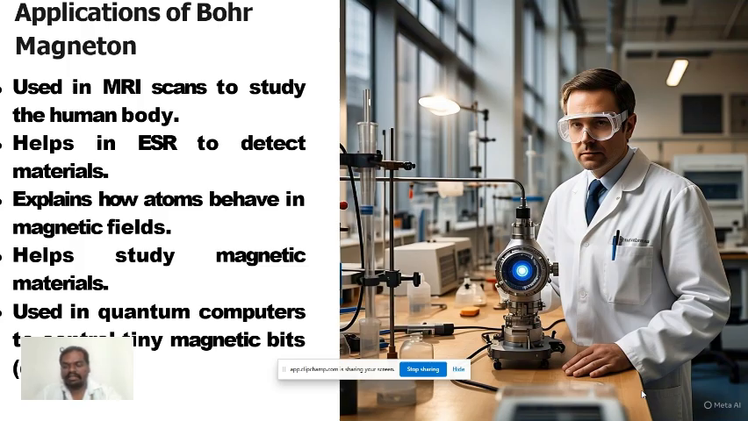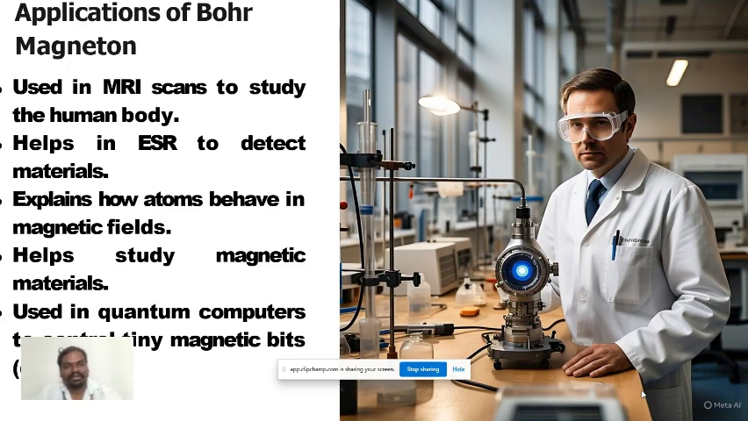Here comes the introduction of the Bohr magneton: μB is equal to eħ divided by 2me. This is where the Bohr magneton comes in. It's a physical constant that represents the magnetic moment of an electron due to this orbital or spin motion, where e is the charge of the electron and ħ is the reduced Planck's constant.